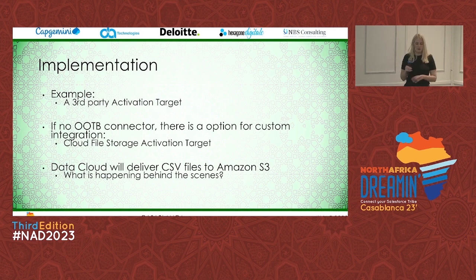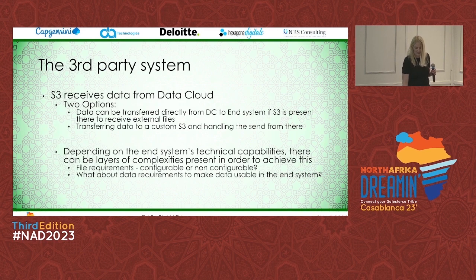What actually happens in the background when you do the activation is that Data Cloud will deliver CSV files to Amazon S3. I also believe that Parquet files are now available, which are a bit more advanced, but depending on the use case, you will need to choose what to work with. And since I mentioned that it's important what is happening behind the scenes, in our case, we had a few options.